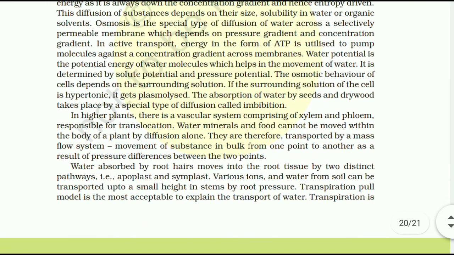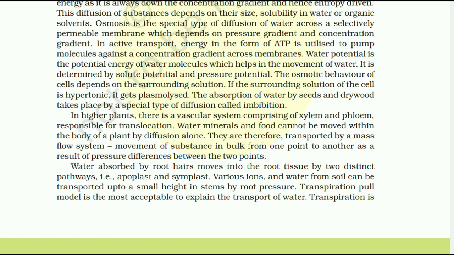In higher plants, there is a vascular system comprising xylem and phloem responsible for translocation. Water, minerals, and food cannot be moved within the body of a plant by diffusion alone. They are therefore transported by a mass flow system, the movement of substances in bulk from one point to the other as a result of pressure differences between the two points. Water absorbed by root hairs moves into the root tissue by two distinct pathways, that is apoplast and symplast.